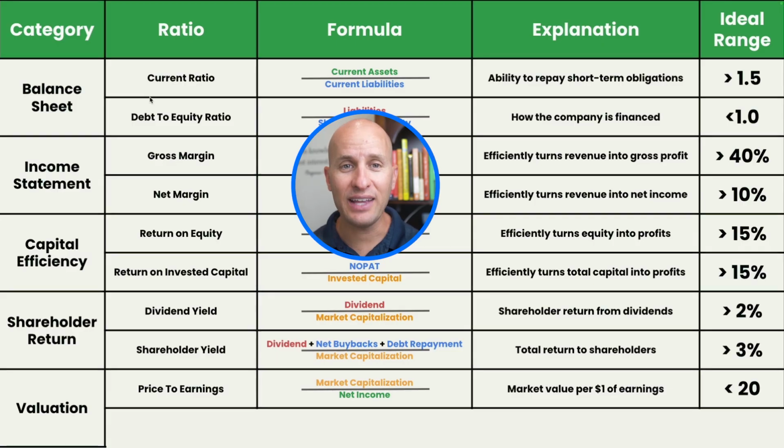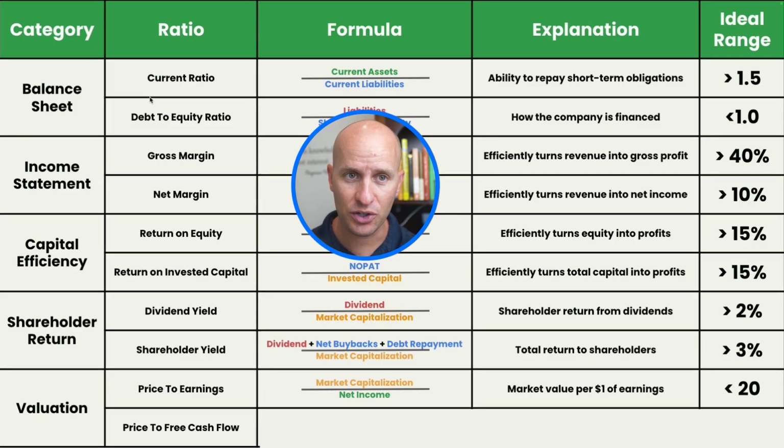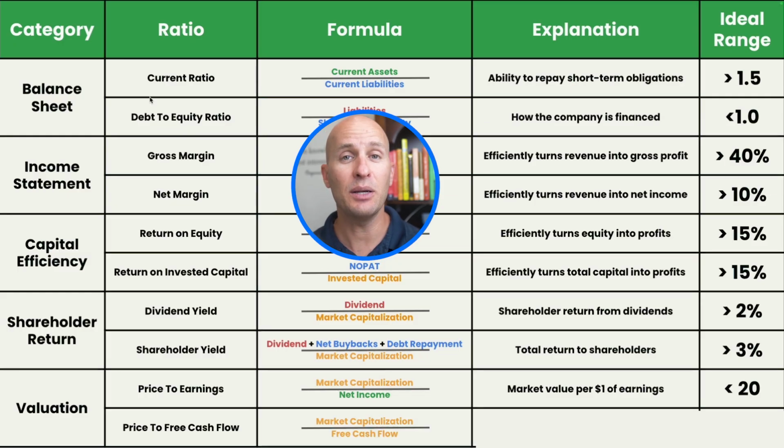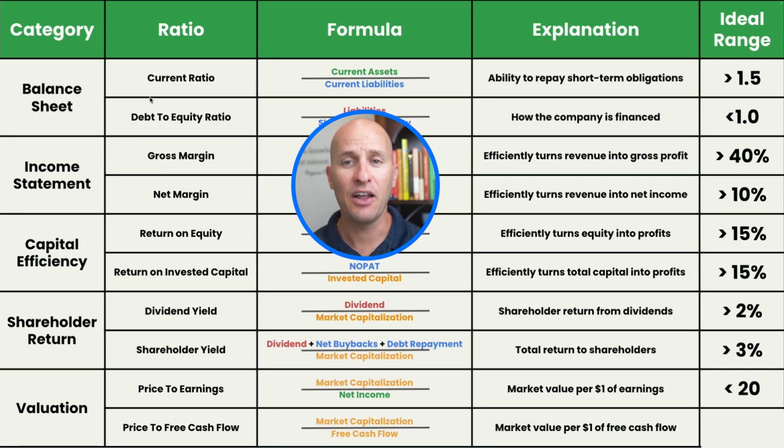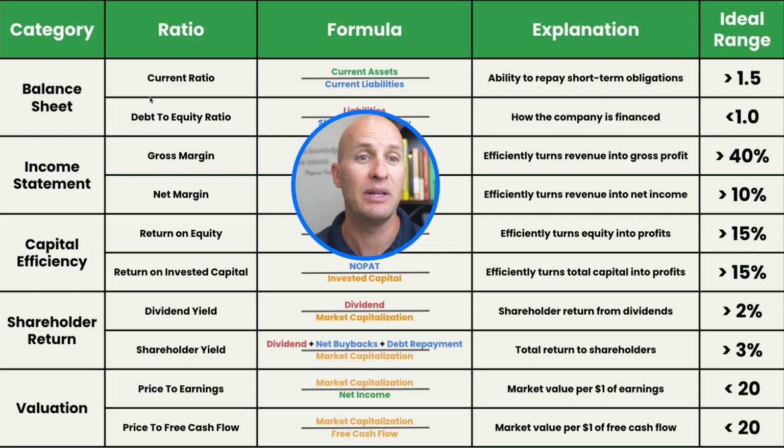That brings us to our 10th and final ratio, which is also used to value businesses, the price to free cash flow ratio. Similarly, you could also calculate this by taking the company's price per share in the numerator and free cash flow per share in the denominator. Now, this will tell us the company's market value per $1 of free cash flow per share. And just like the price to earnings ratio, this number can vary greatly from business to business, but we want to see this number generally be below 20 for it to be a low value.